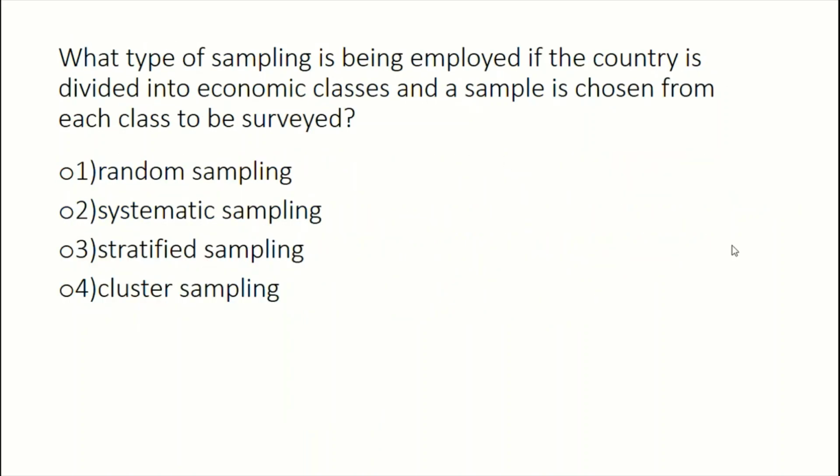What type of sampling is being employed if the country is divided into economic classes and a sample is chosen from each class to be surveyed? Is it random sampling? Is it systematic sampling? Is it stratified sampling? Or is it cluster sampling? The sampling technique employed in this case is stratified sampling. The country is divided into economic classes, which are strata, and a sample is chosen from each class to be surveyed. Therefore, the correct answer is stratified sampling.